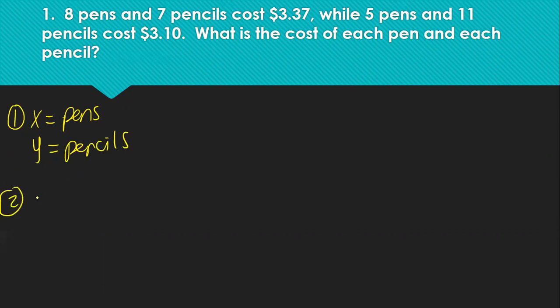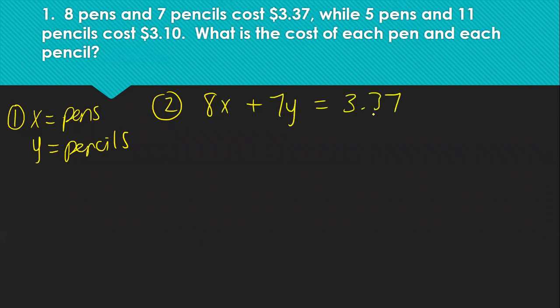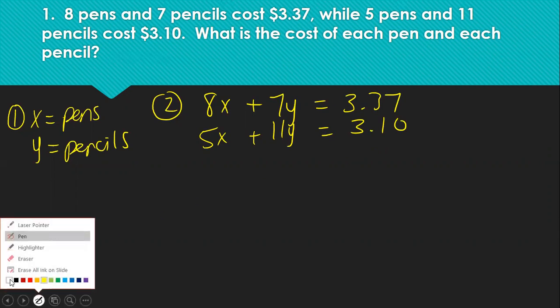Step 2 is create your equation. Okay, how would you ring this up? There we go. 8X plus 7Y equals 337. How would you ring up the next list? 5X plus 11Y equals 310. There we go. Was that terrible? No, it was not.